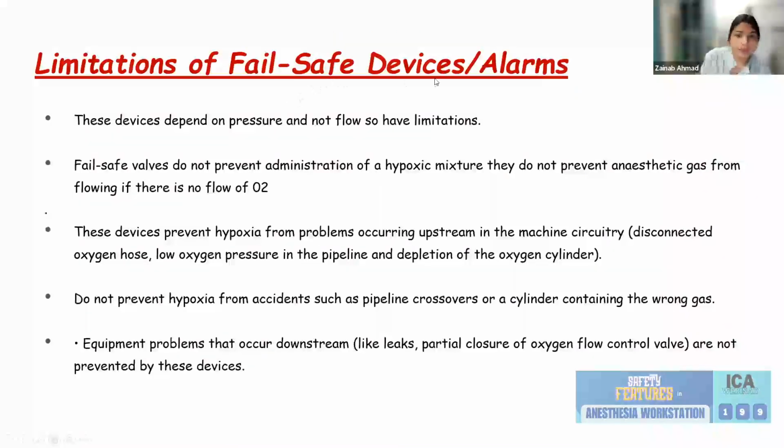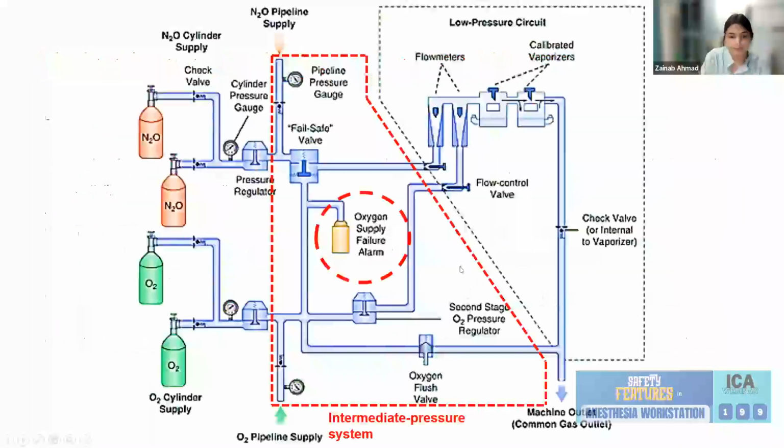So what are the limitations of fail-safe devices? These devices work on pressure, not flow. They do not prevent the administration of a hypoxic mixture. They do not prevent anesthetic gases from flowing if there is no flow of oxygen. They prevent hypoxia from problems occurring upstream, which means low oxygen pressure in the pipeline or depletion of the oxygen cylinder. But what about the flow meter assembly and anything downstream? They also do not prevent hypoxia from accidents such as pipeline crossovers or a cylinder containing the wrong gas.